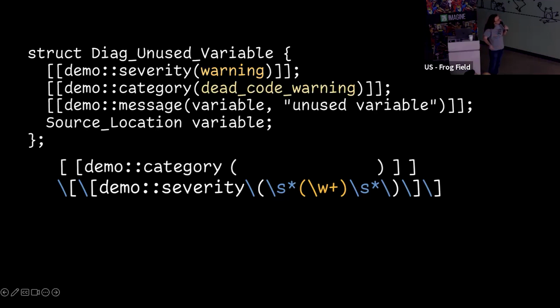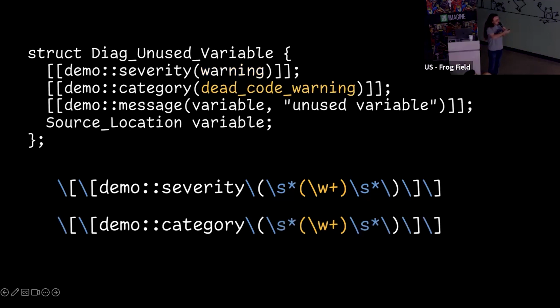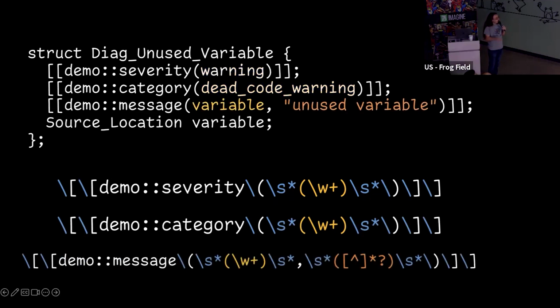And then we run another regex to get the category, which is basically the same regex. And the message is basically the same thing, except we want to parse the message separate from the location. So we have two capture groups. And the message can contain all sorts of stuff. Like your message can contain commas inside the string. So we have to be a little more careful with the regex here, but it'll work.